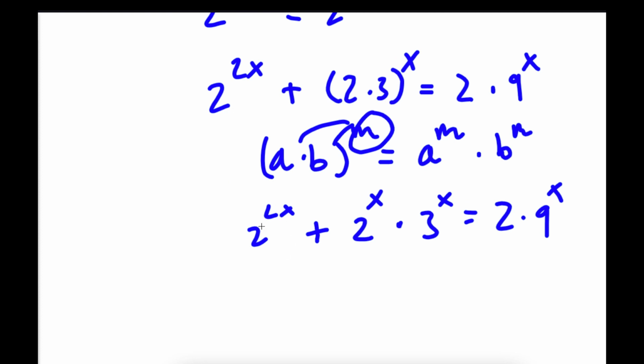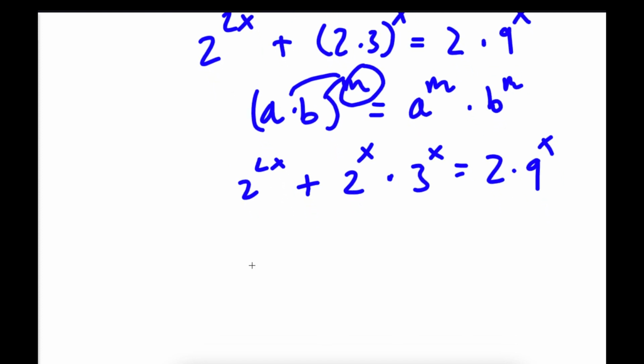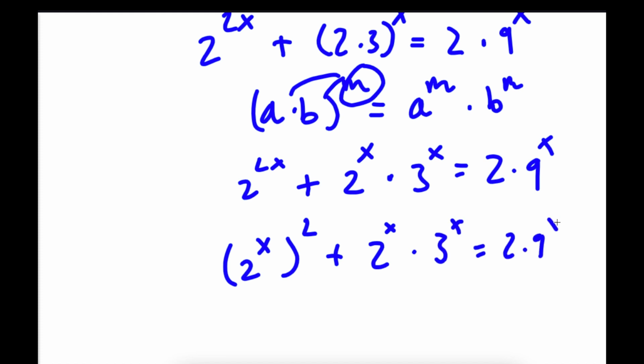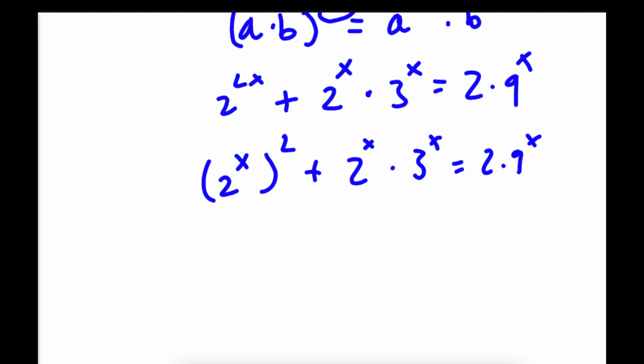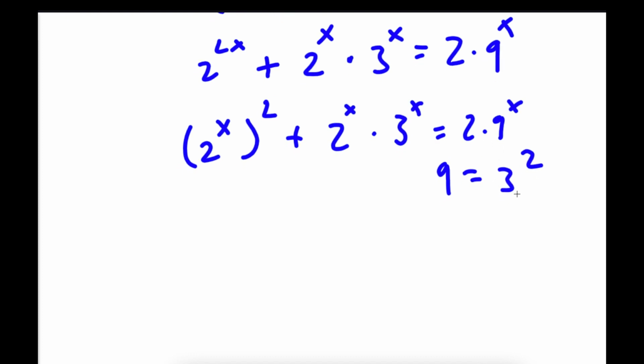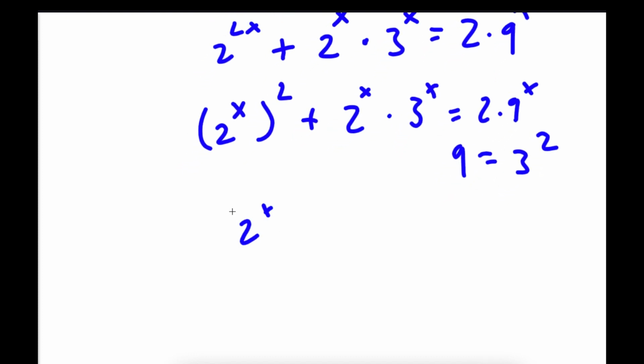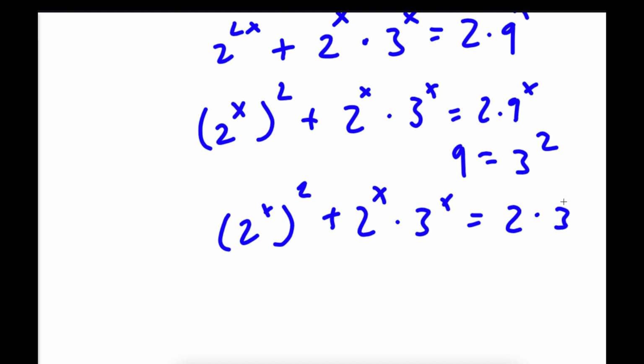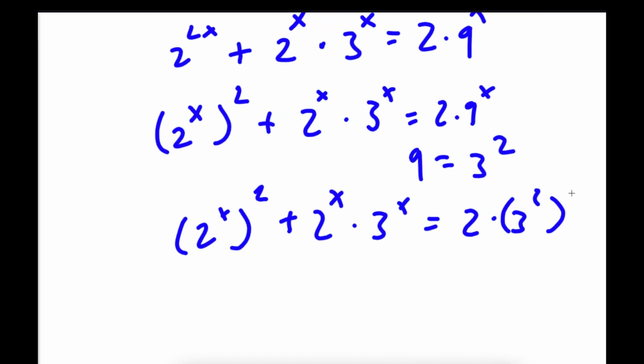And now for 2 to the power of 2x, I'm going to rewrite this as 2 to the power of x, squared. All right, and finally, for 9 to the power of x, 9 here is equal to 3 squared, so I'm going to replace 9 with 3 squared. So now I have 2 to the power of x, squared, plus 2 to the power of x times 3 to the power of x is equal to 2 times 3 squared to the power of x.